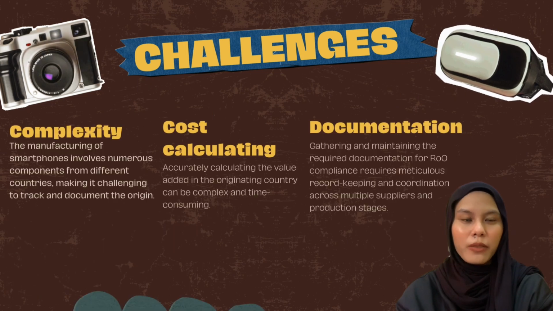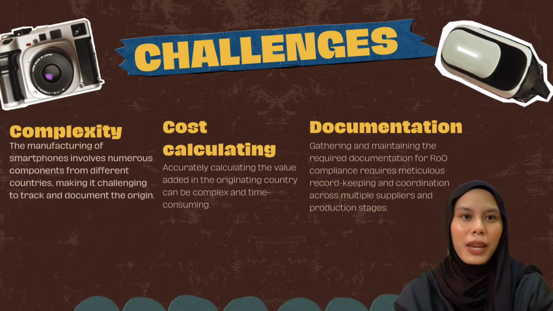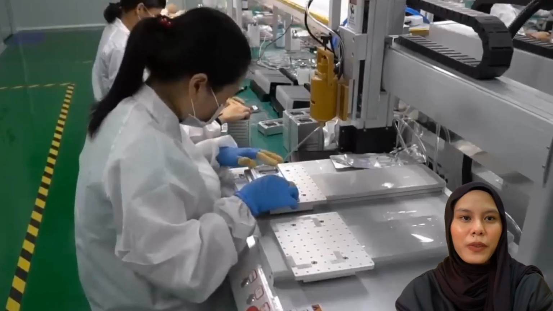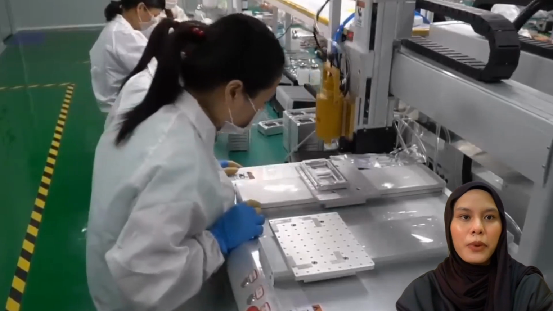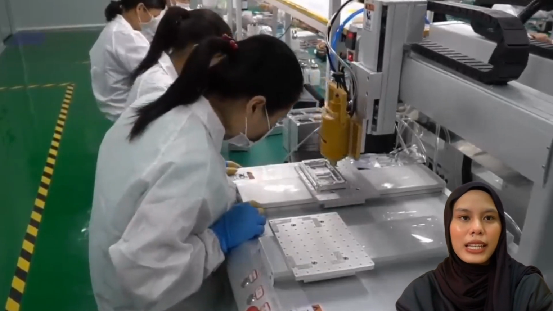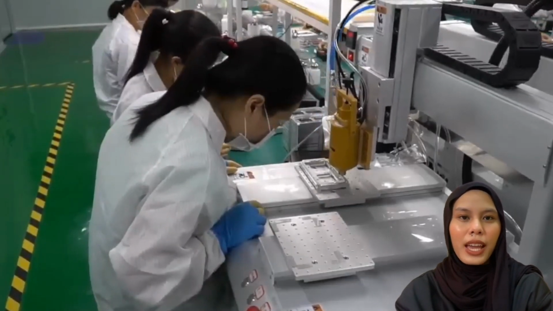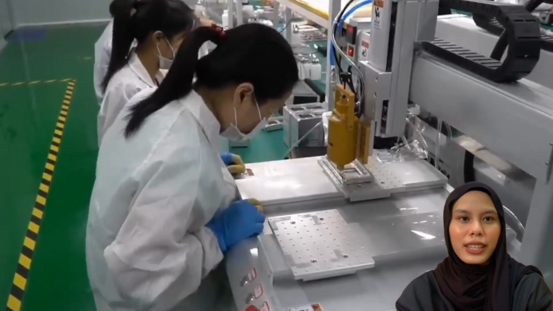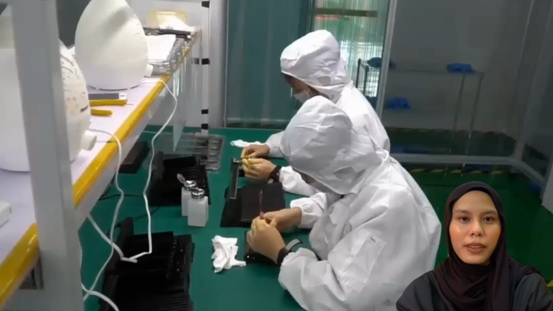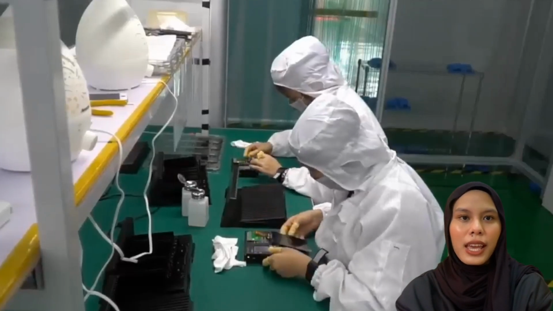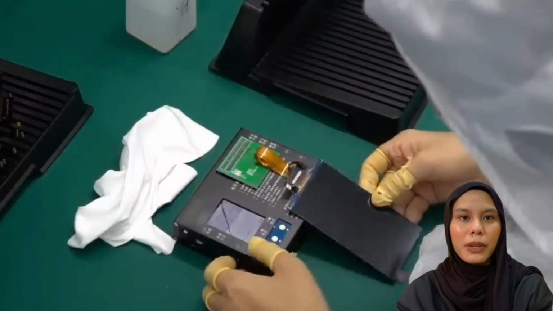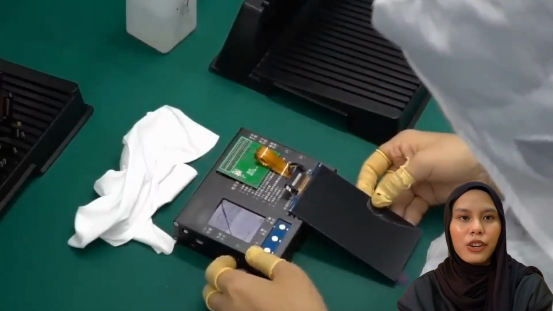Challenges of importing smartphones from China to Malaysia. Despite their importance, businesses often face challenges with ROO compliance. The first challenge is complexity. The manufacturing of smartphones involves numerous components from different countries, making it challenging to track and document the origin. Next is cost calculation. Accurately calculating the value added in the originating country can be complex and time-consuming. Lastly is documentation. Gathering and maintaining the required documentation for ROO compliance requires meticulous record-keeping and coordination across multiple suppliers and production stages.